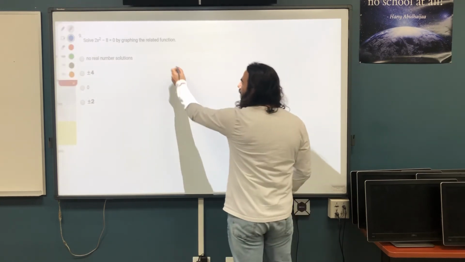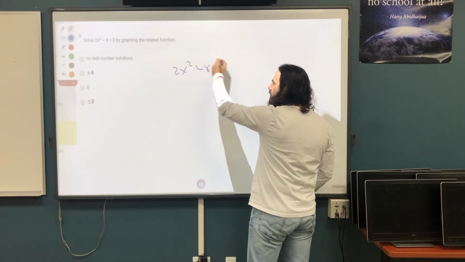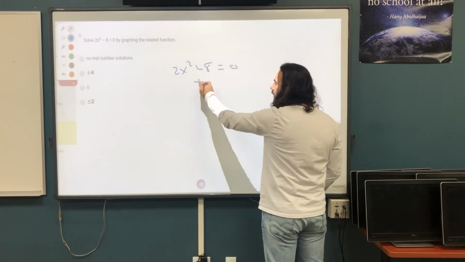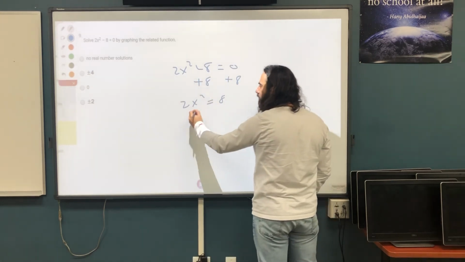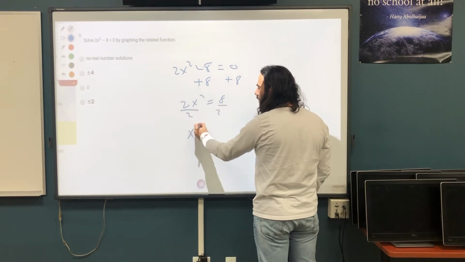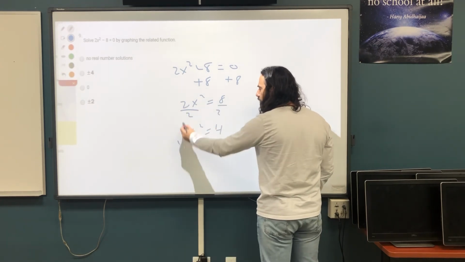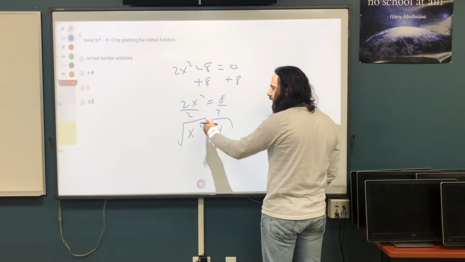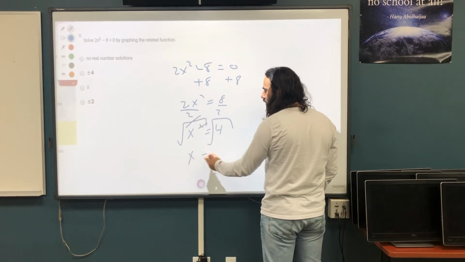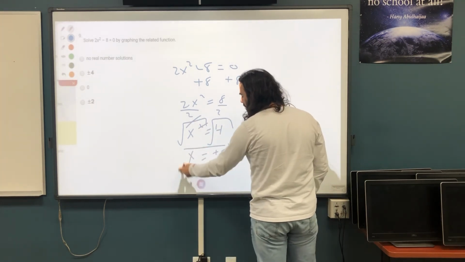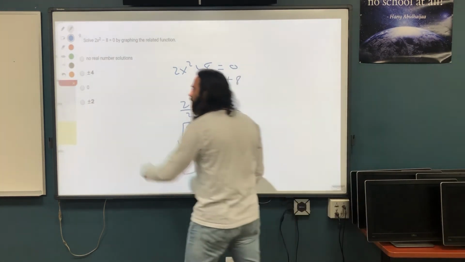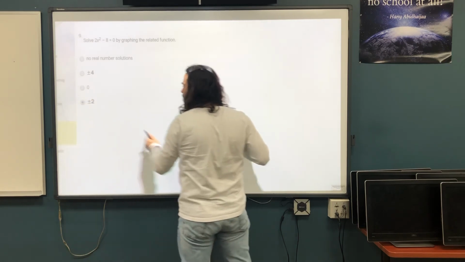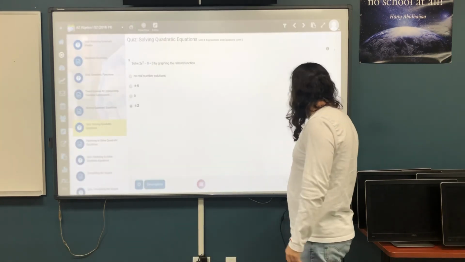In this case we have 2x squared minus 8 equals 0. We need to add 8 to both sides. We get that 2x squared equals 8. Divide both sides by 2. X squared equals 4. The square root of both sides, so we can cancel the square. So x equals positive negative 2. As you can see, all the questions have the same steps. Hopefully you get an A in this one.